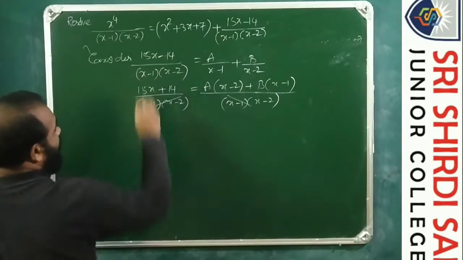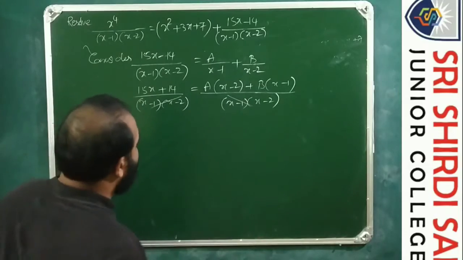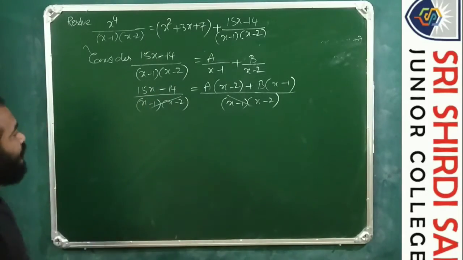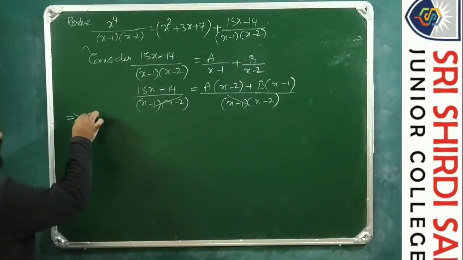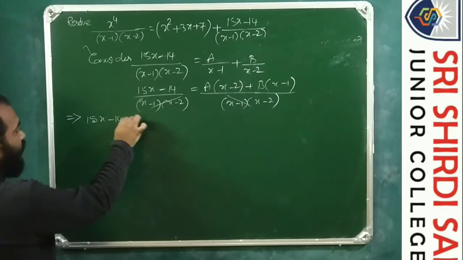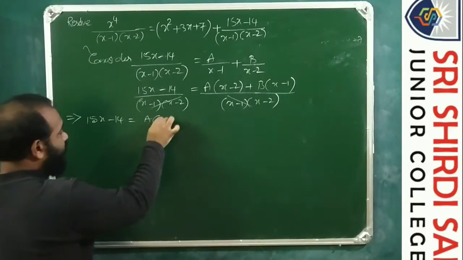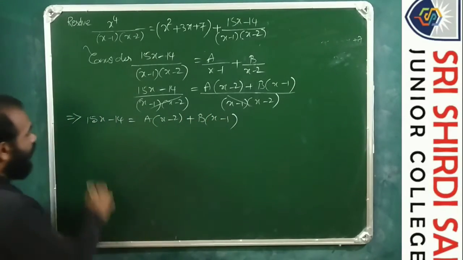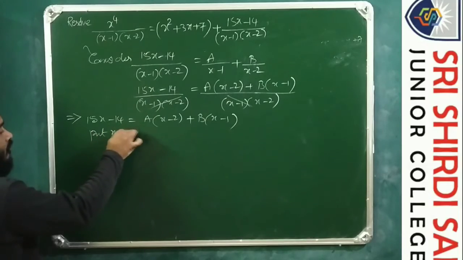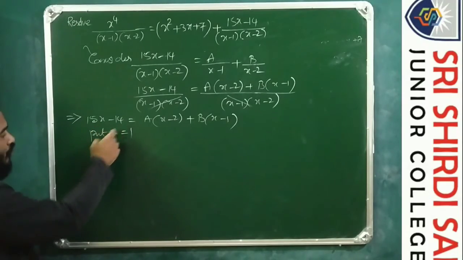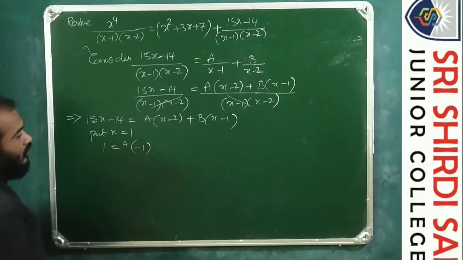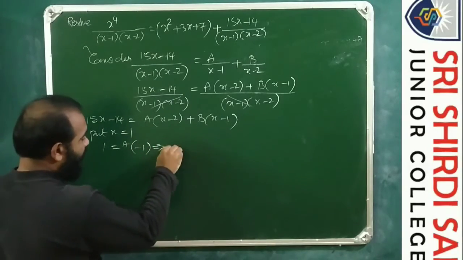So this is minus 14 we get at the end. So 15x minus 14 is equal to A into x minus 2 plus B into x minus 1. Put x is equal to 1. We'll get 15, 1s are 15, minus 14 is 1. So A into 1 minus 2 is minus 1. So A is equal to minus 1.